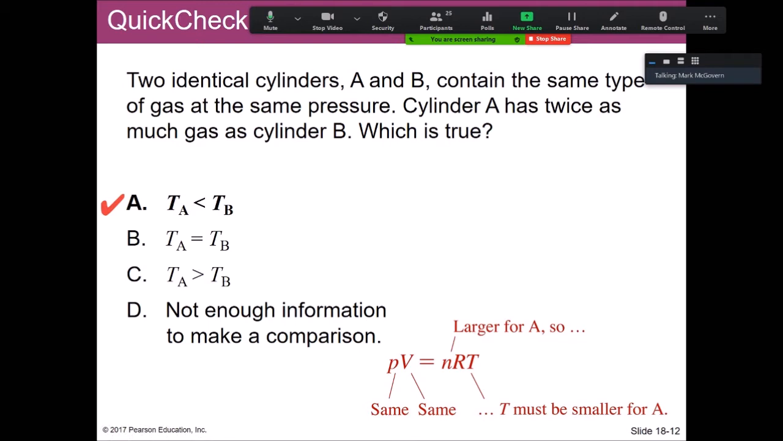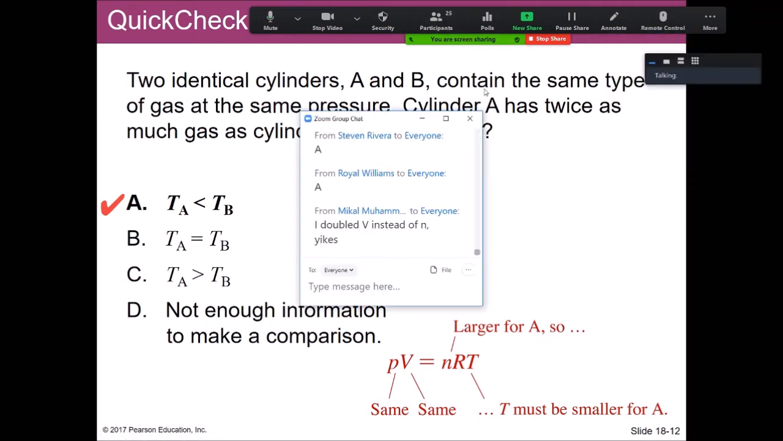So what do we know here? We know the pressure doesn't change. We know the volume doesn't change, identical cylinders. We know we have a greater amount of gas, so the number of moles is up. The temperature must be down. So there's an inverse relationship there. Cylinder A has twice as much gas as cylinder B.